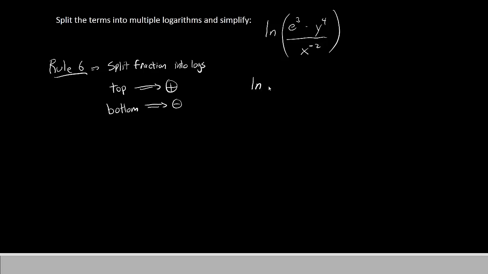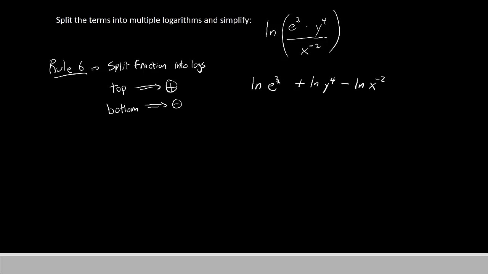So our first term is ln of e to the 3rd. We have another positive term, y to the 4th. So we'll have ln of y to the 4th. And then we have a term on the bottom. It's going to be negative, ln of x to the negative 2.